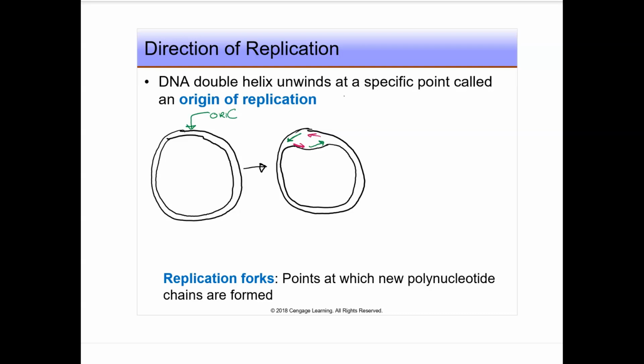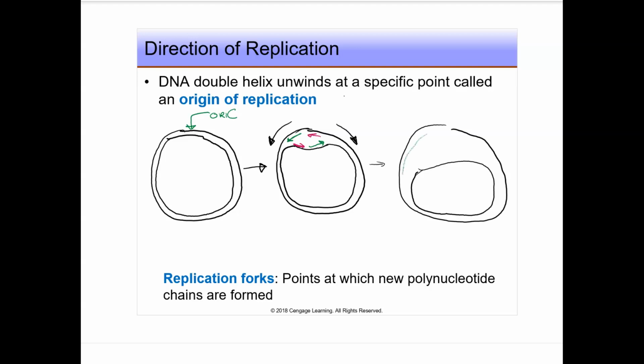As synthesis proceeds, that bubble gets bigger and the forks move in different directions. This replication fork is moving in that direction. This replication fork is moving in the opposite direction. It's bidirectional. And we wind up with a DNA strand growing here continuously and here continuously.